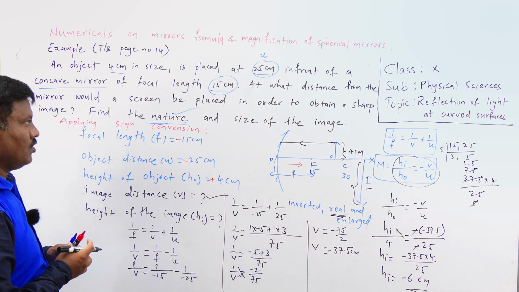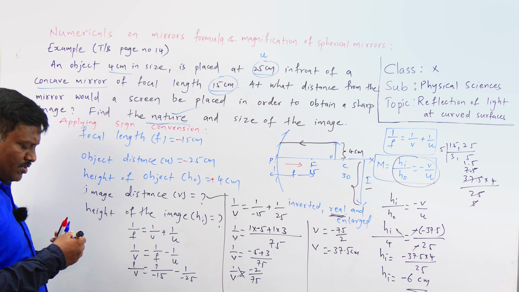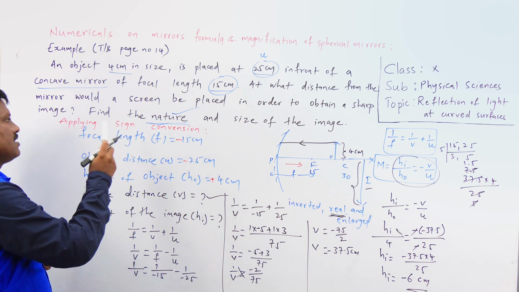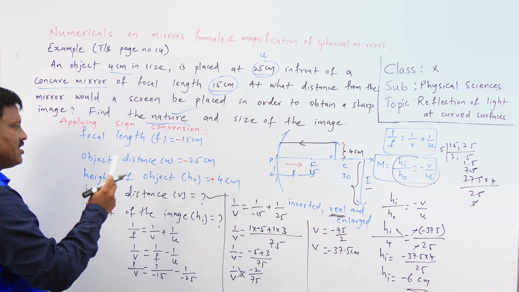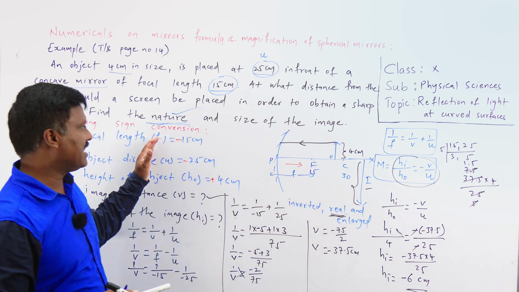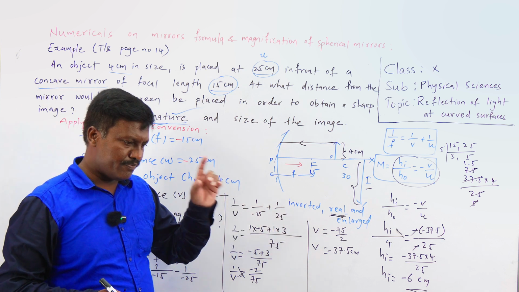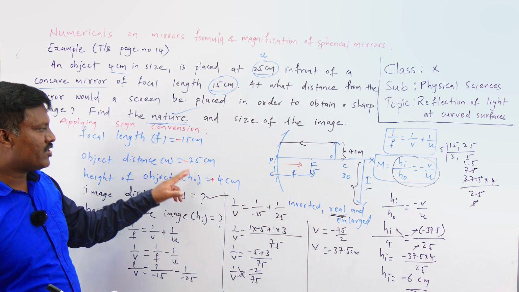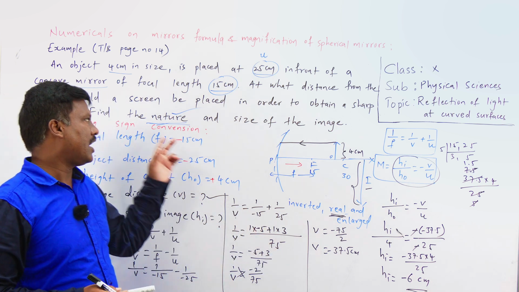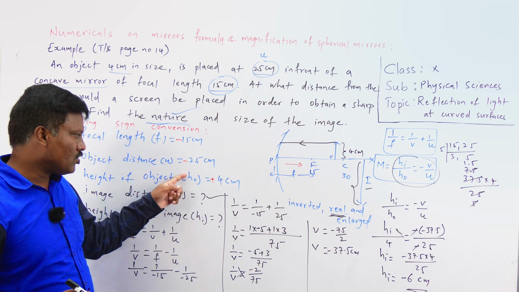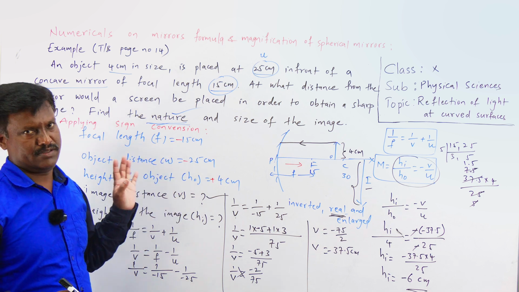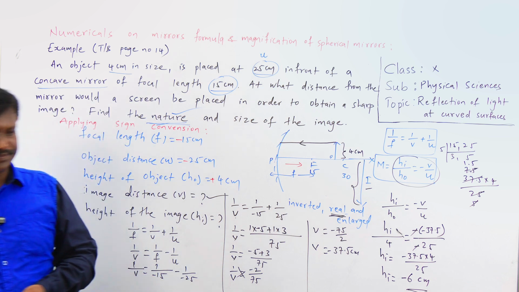So in this way we have to solve the problems, and we have to find the nature of the image, height of the object, height of the image, image distance, object distance, whichever is given. Using these two formulas, using the proper sign convention, we can solve it. Very, very important: sign convention. If you don't apply the sign convention, you will get the wrong answer. Please apply the sign convention before substituting the values in the formula. Please note down this problem.